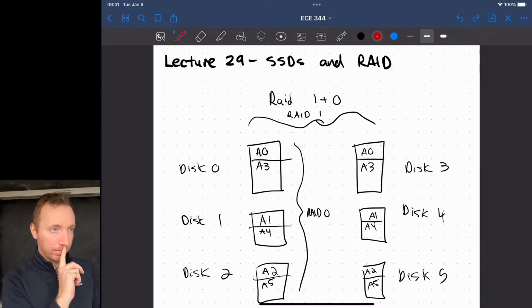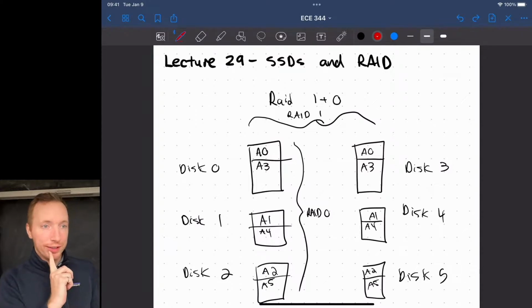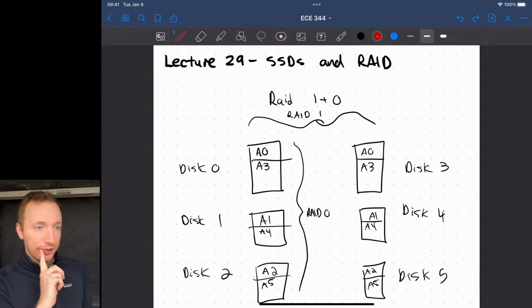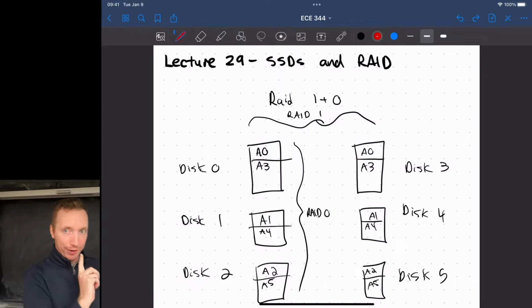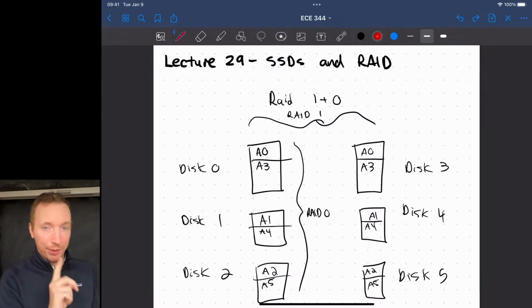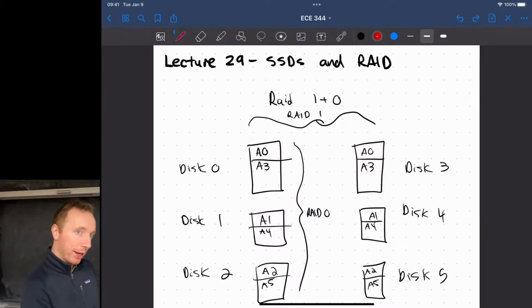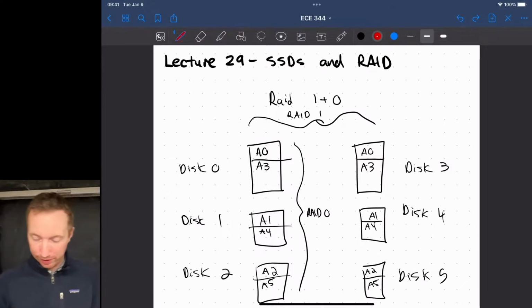So we got two minimum, yeah. If you're unlucky, 2. If you're lucky, 3. You can't lose disk 1 and disk 4 at the same time. So my worst case is if I lose 2 disks, I might be screwed, but if I'm lucky, I could lose up to 3 in this scenario.